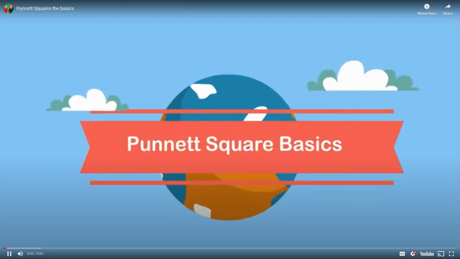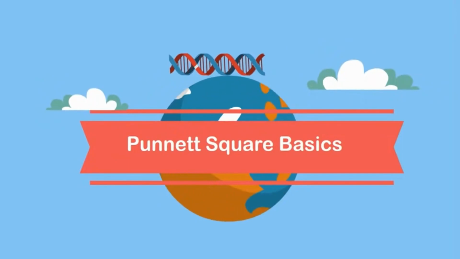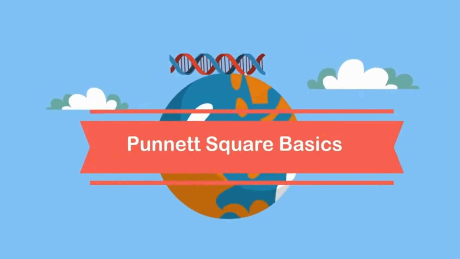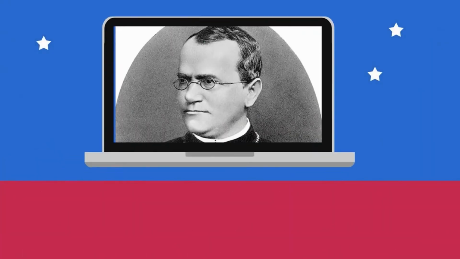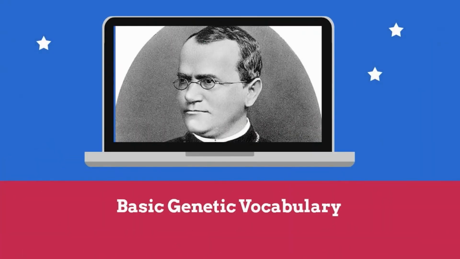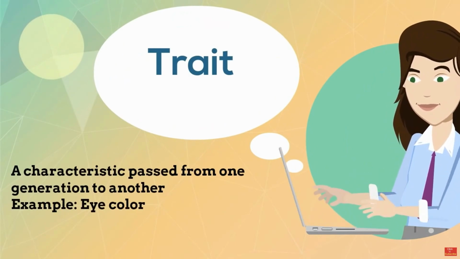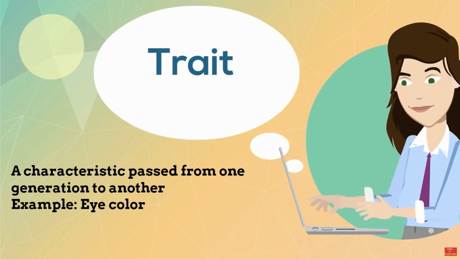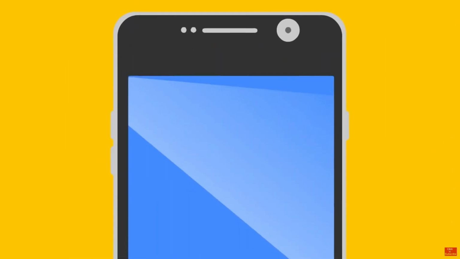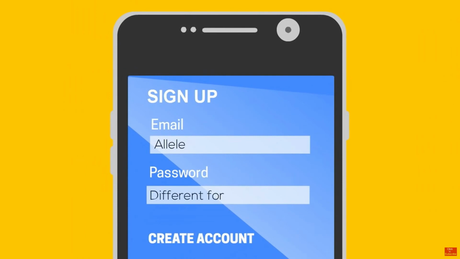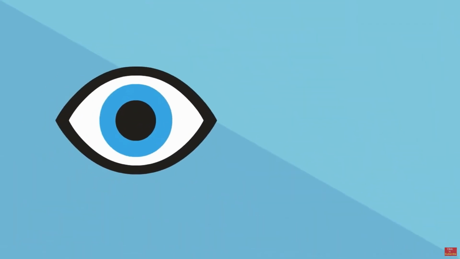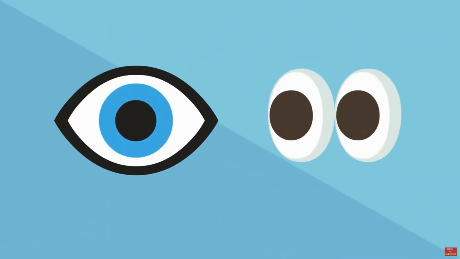Welcome to Moo Moo Math and Science. In this video, I'd like to look at Punnett square basics, solving some Punnett squares. Before we start with some Punnett squares, let's review some basic genetic vocabulary. A trait is a characteristic passed from one generation to another. For example, eye color. An allele is a different form of the same trait. For example, eye color is the trait, and the allele would be the different colors of an eye.